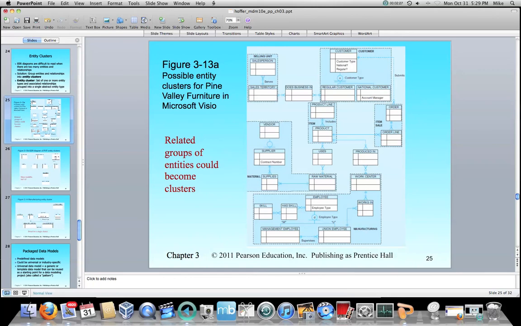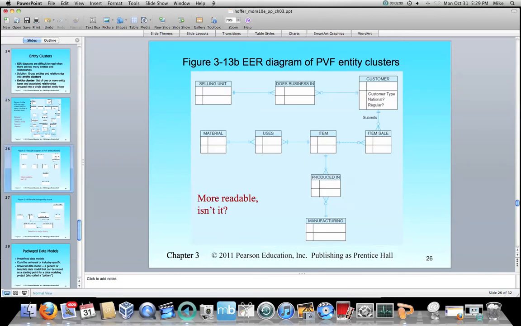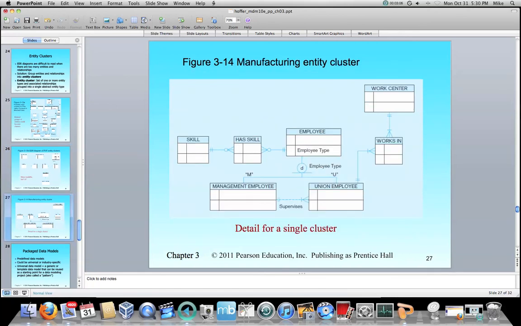So we take this fairly complicated entity relationship diagram, and the result is this, which is much, much more readable. The trick is to make sure that the relationships are consistent. The selling unit has entities within it. We have to make sure that when we simplify and cluster our entities, the relationships are still consistent when we move from the non-clustered to the clustered diagram.